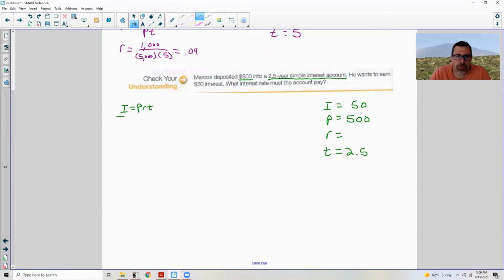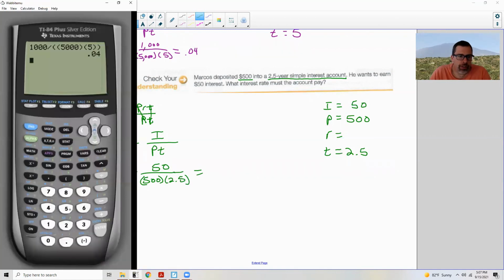So we're going to divide both sides by PT again. Divide by PT. P cancels P, T cancels T. R equals I divided by PT. So R equals I divided by P times T. Okie dokie. And I put that in my calculator and we are done.